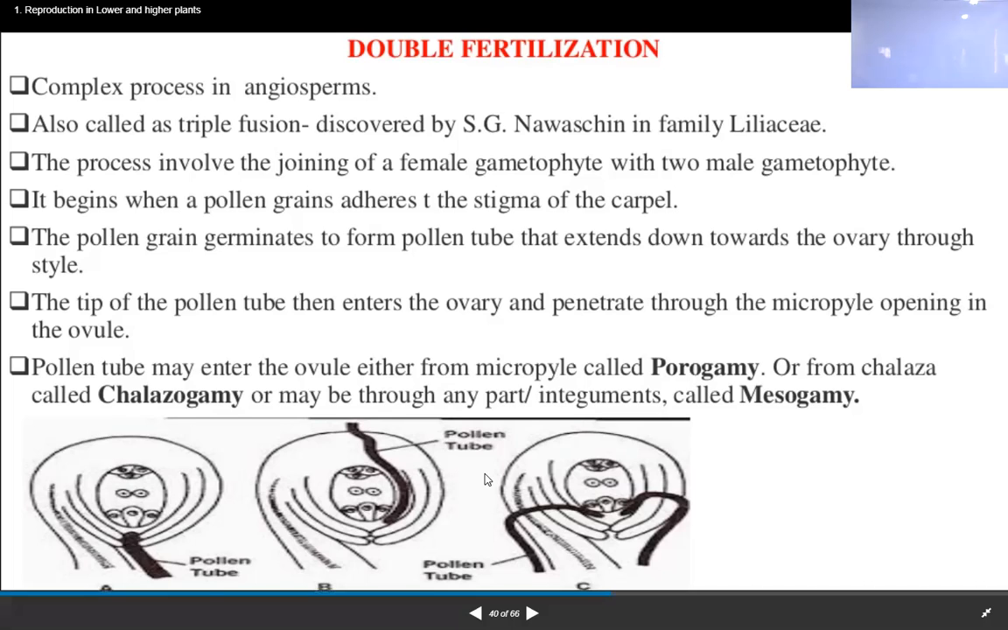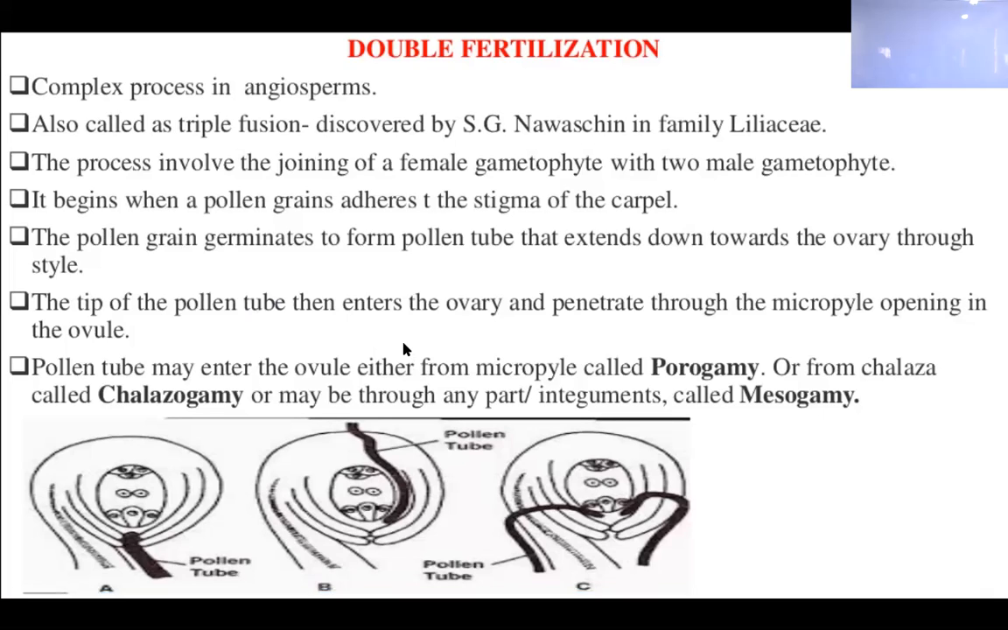Now let's talk about it. It is a complex process in angiosperms. It is also called triple fusion. The process involves the joining of the female gametophyte with the two male gametophytes. It begins with pollen grains adhering to the stigma of the carpel. The pollen grain germinates to form a pollen tube that extends down to the ovary through the style. This we have already studied. The tip of the pollen tube then enters the ovary and penetrates through the micropyle opening in the ovule. Now you know what is chalaza, what is micropyle. We have studied in anatropous ovule. Try to remember.